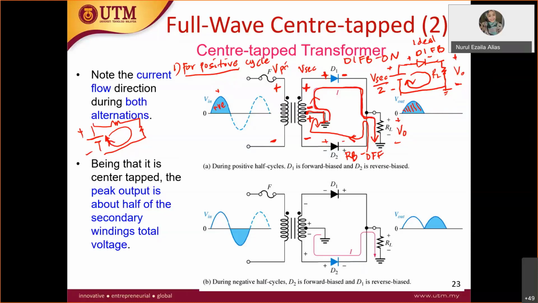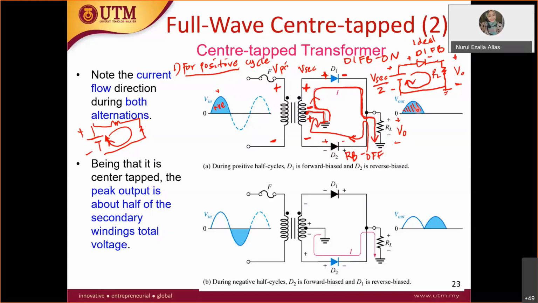Your current can pass through D1. Yes, it can pass through D1, so D1 becomes forward bias. Doesn't matter, I have an option. I can flow current to the D1 to go to my output, to my final destination, which is RL. So I can make use of this D1 to flow to the output, because D2 didn't allow me to pass through. D2 becomes reverse bias. That's fine as long as I can get this V out.